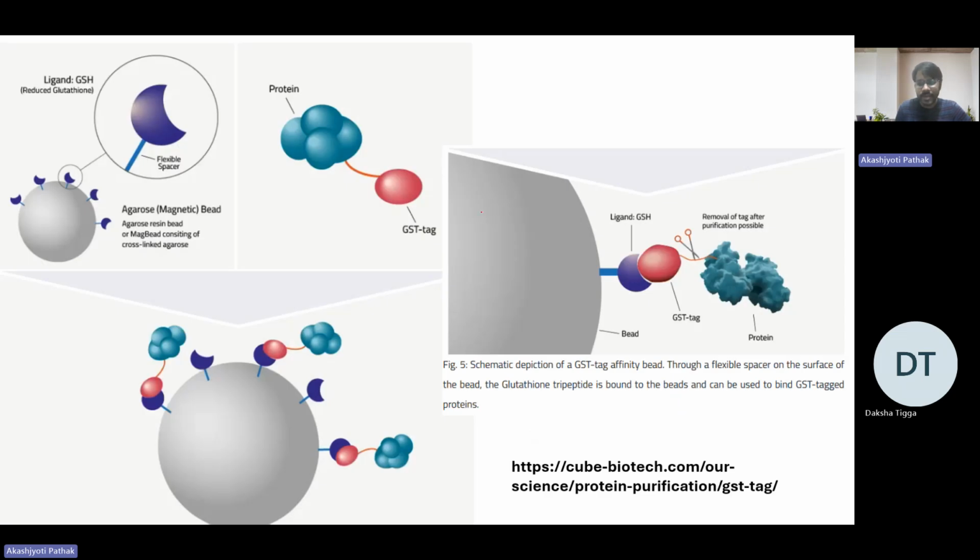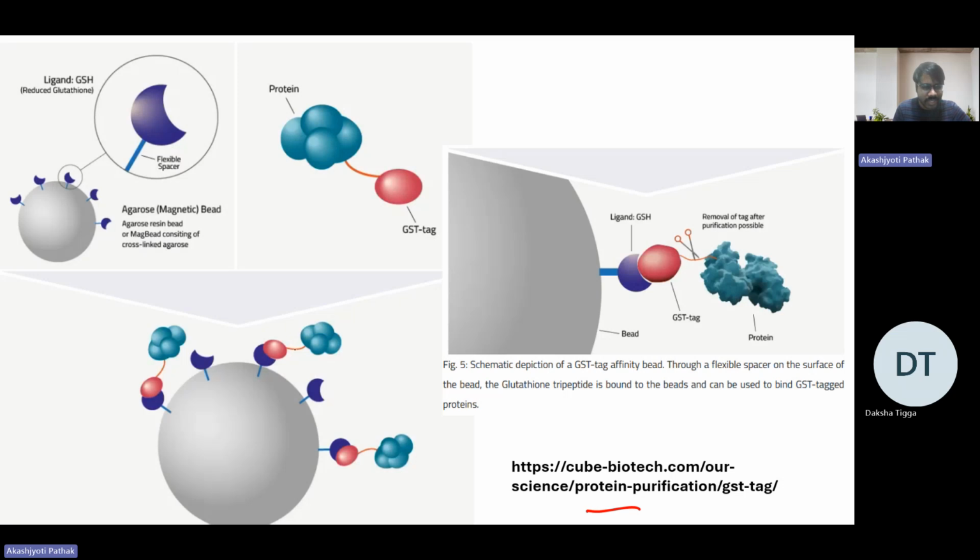Okay, so this is the figure which is taken from this website. You can see here this is the bead, and this bead is immobilized with reduced glutathione. And your protein, the recombinant protein which you have expressed, is fused to your GST tag. So the GST tagged protein will go and bind to the beads which have this immobilized glutathione on their surface. And then your protein will get attached.